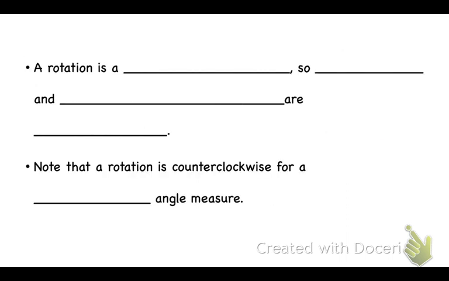So a rotation is a rigid motion. So what and what are what? We've had rigid motion. You've had the definition of rigid motion 3 times now, right? So if it's a rigid motion, so blank and blank are blank. Length and angle measure. Okay, so length and angle measure.